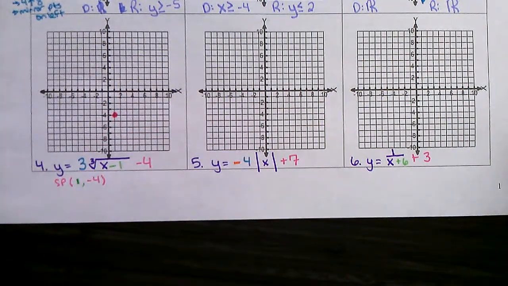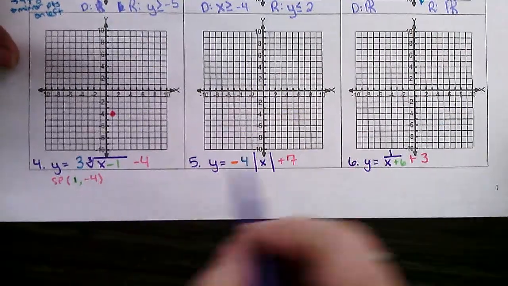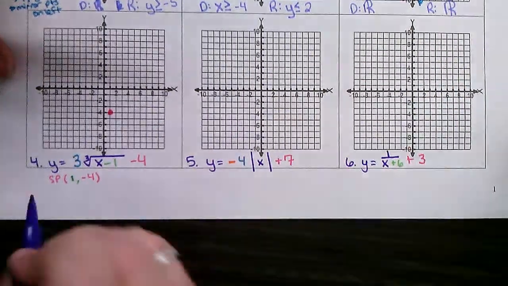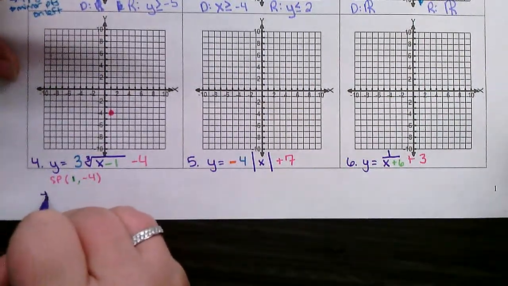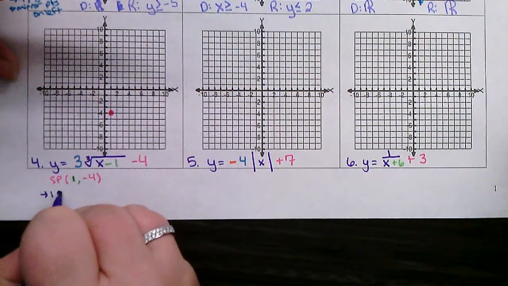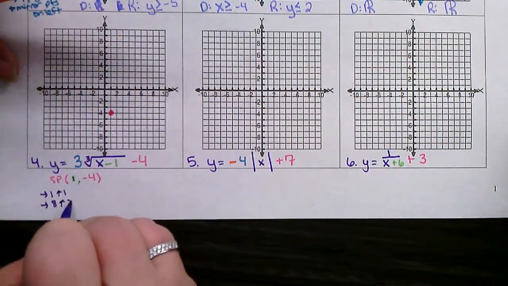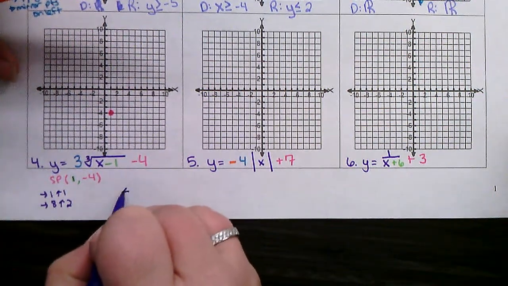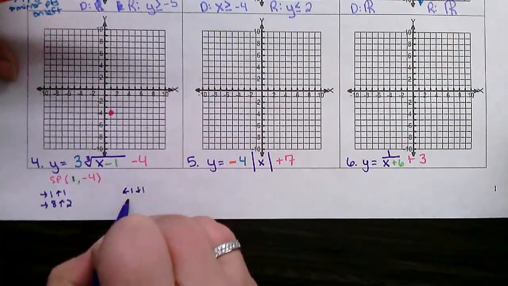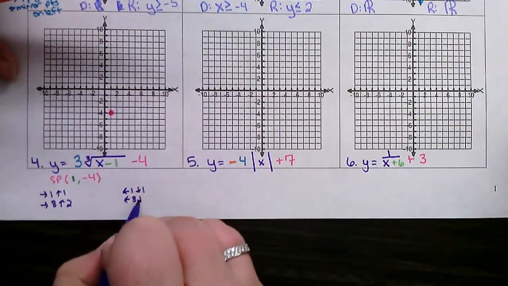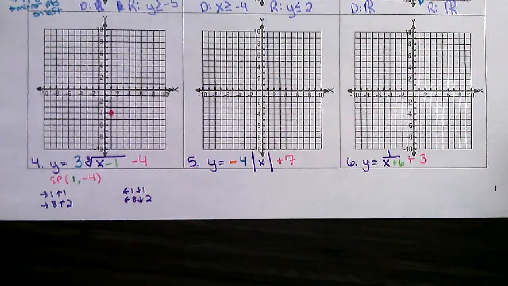Right 1 and down 4. Then for a cube root, we do the opposite of what we did for a cubic. So for a cubic, we went right 1, up 1. And for a cubic, we did 2, 8. So we switch them. 8, 2. And then left 1, down 1. Left 8, down 2. Do we have anything messing with that growing pattern?